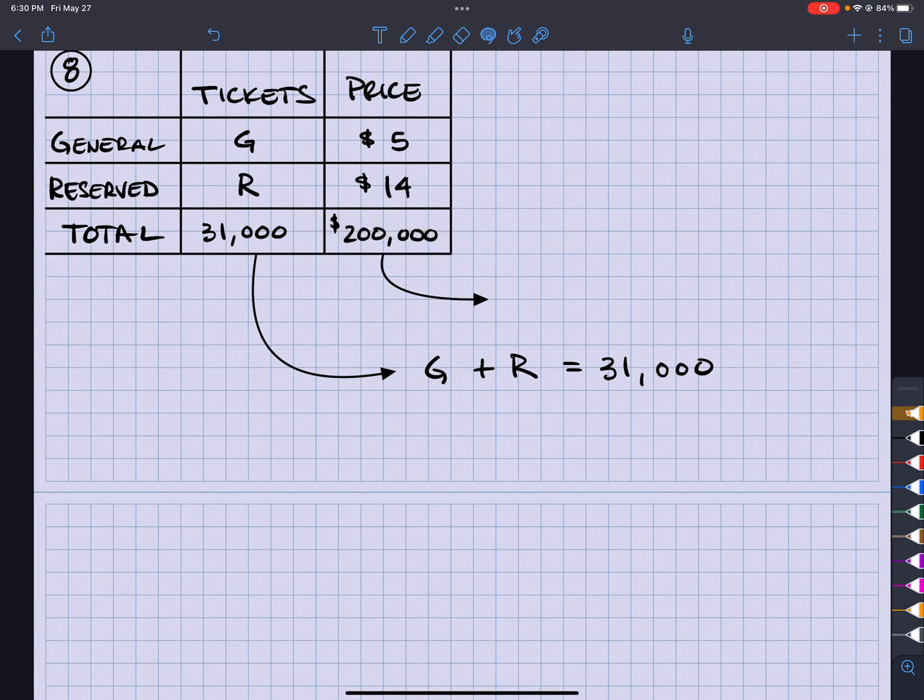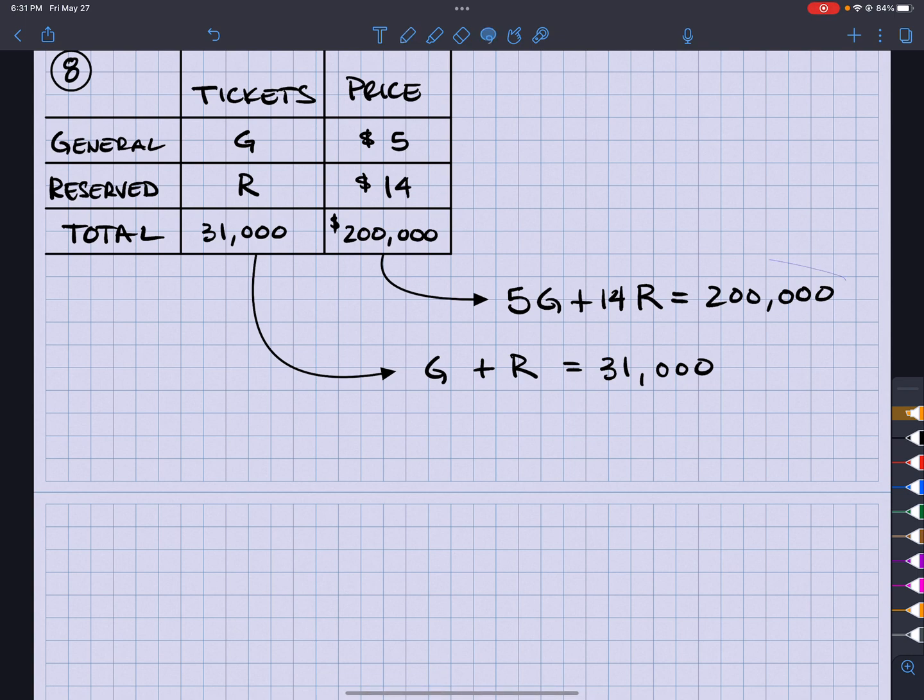And up here, what I have is the $5 that each general admission ticket costs, plus the $14 times each of the reserve tickets, would give me that $200,000. So what I have here is two equations, two unknowns.